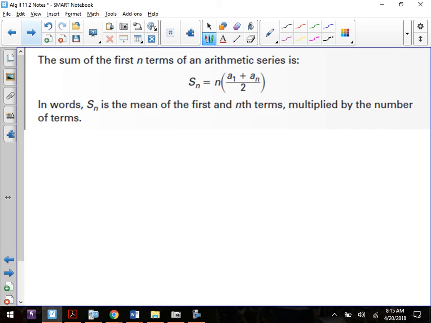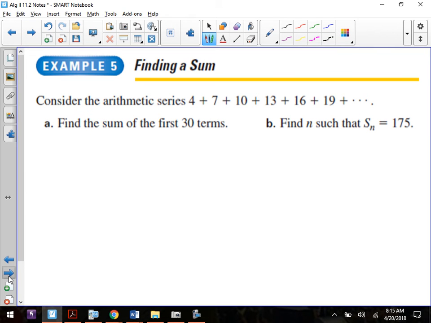Okay. Excuse me. So let's consider, I love how they say this, consider the arithmetic series. And consider. Next, find the sum of the first 30 terms. And find the value of n such that S sub n equals 175. That means there are two parts to this question. The first part is relatively simple.